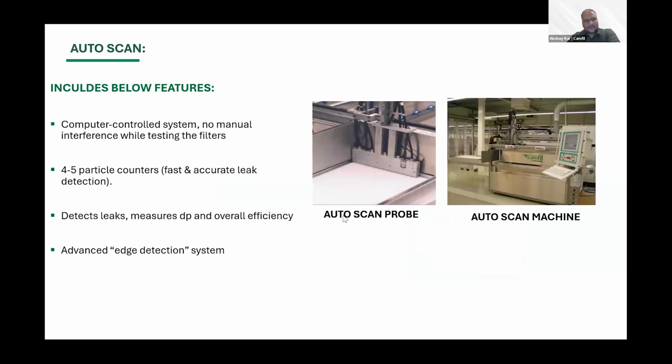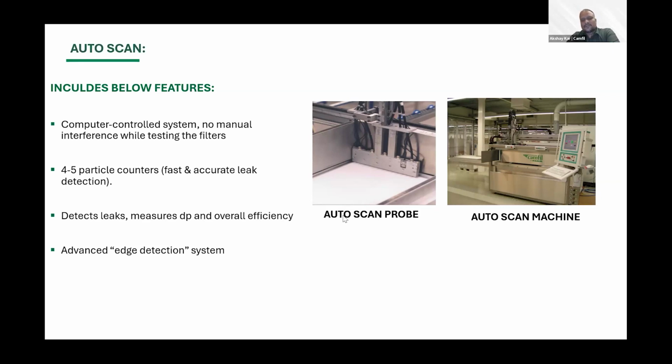Now, what are the strengths, and how should we check the correct way of scanning a filter, or have better clarity on what kind of HEPA filter we are using and how it is performing? Camfil has a unique feature: it is a computer controlled system. We don't do any manual interference while testing the filters. We don't test it manually or just write a test certificate saying that it is a HEPA 13 or HEPA 14 filter. We have a proper computer control system where we have 4 to 5 particle counters, and these counters detect leaks, measure pressure drop, and give you the overall efficiency of the filter, and that too edge to edge.